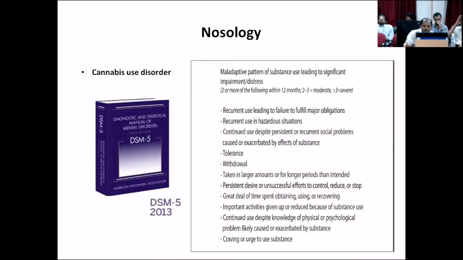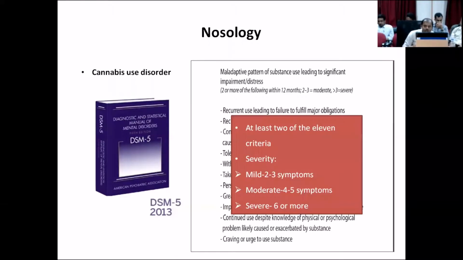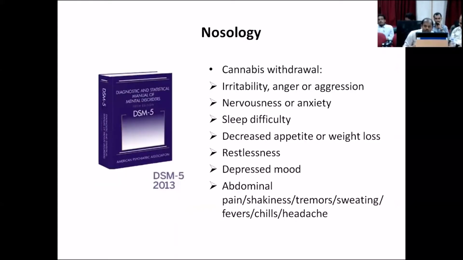Now, for cannabis use disorders as per DSM-5, there are 11 criteria, of which at least 2 of the 11 should be satisfied to diagnose cannabis use disorder, and there are varying degrees of severity. Two to 3 symptoms is mild, 4 to 5 symptoms is moderate, and 6 or more is severe.